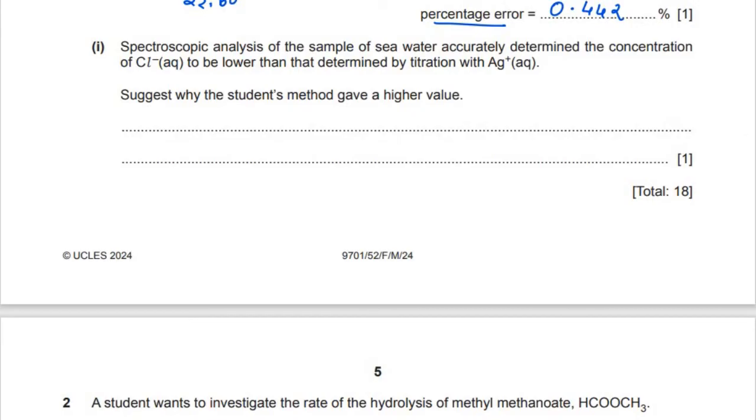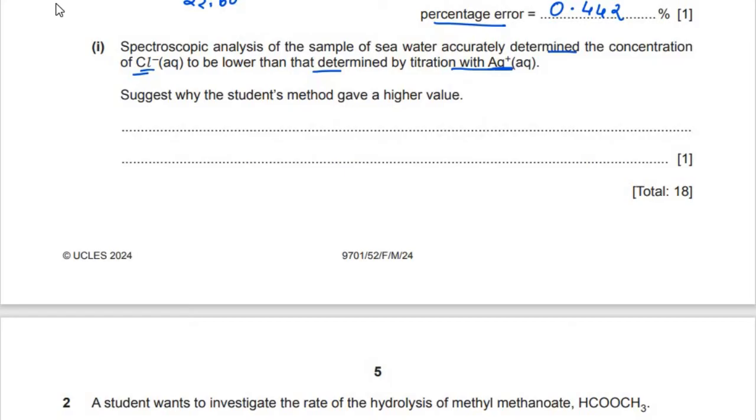Okay, the last sub question is: spectroscopic analysis of the sample of seawater accurately determined the concentration of chloride ion to be lower than that determined by titration with silver aqueous. Suggest why the student's method gave a higher value. Now if we look at the method which we have used, we actually calculated the concentration of silver ions which reacted with the chloride ions, and that gave us the concentration of chloride ions. Now if the chloride ion actual concentration is lower, that shows that some excess silver ions would have reacted but not with chloride ion. So if silver ions have reacted in excess of the chloride ions, there must be some other substance also present in the seawater with which the silver ions are reacting.